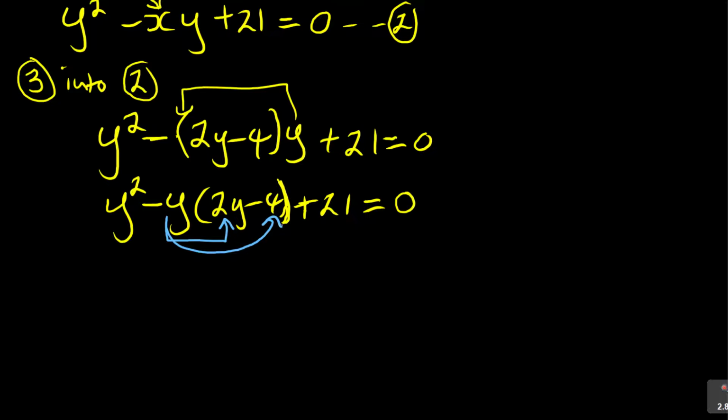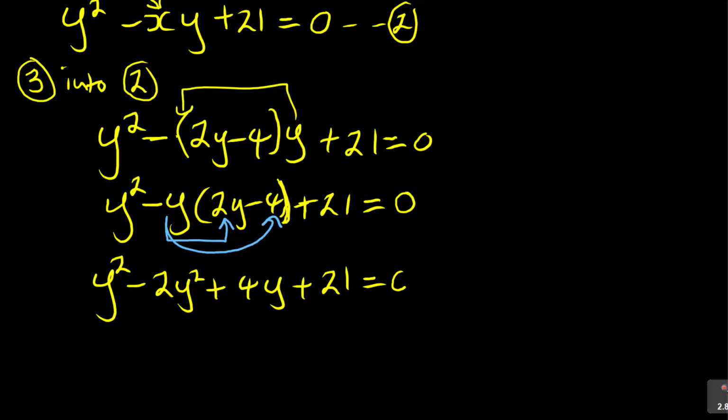What is it? y squared. And then minus y times 2y is minus 2y squared. See that? Minus y times minus 4, negative is positive 4y. Plus 21 is equal to 0. Don't make an error here. Minus y times 2y, negative times positive is negative.